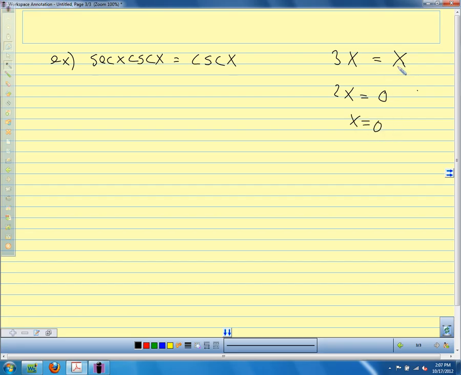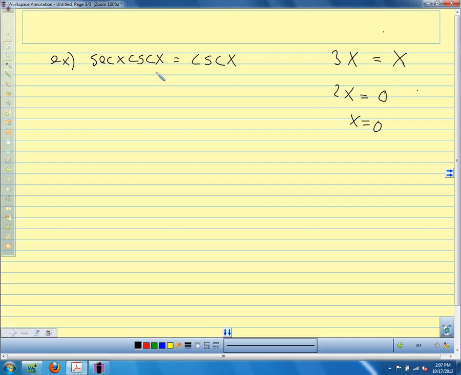If I divide by the x, I would get 3 equals 1. Right? If I divided this equation by x, I would get 3 equals 1, and that doesn't make sense. So on these, we're going to subtract the cosecant to get everything on one side.